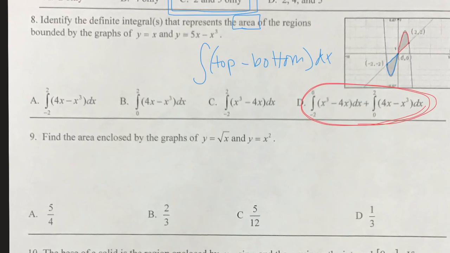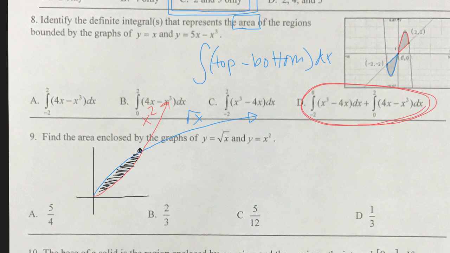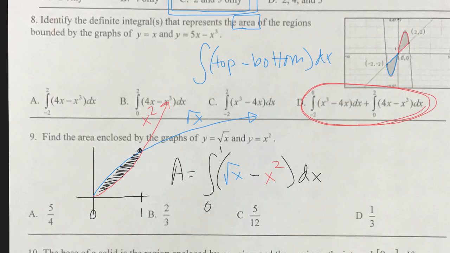But number 9, this one we have to actually do some work. So the area is the integral from 0 to 1. Hopefully you know that these graphs cross at 0 and at 1. That's when root x equals x squared, when x is 0 and x equals 1. Of the top function, which is root x, minus the bottom function, which is x squared, dx.